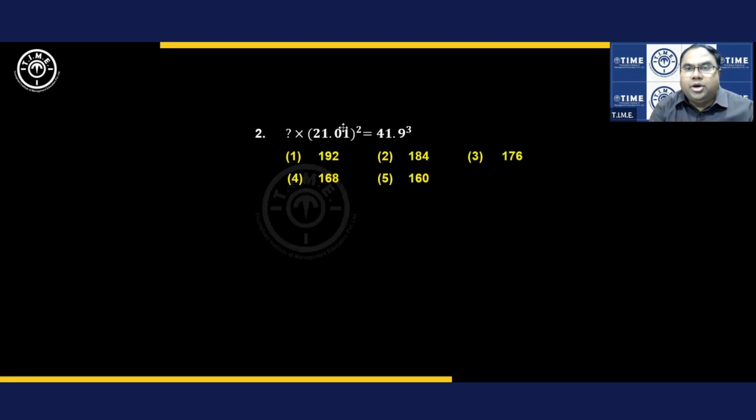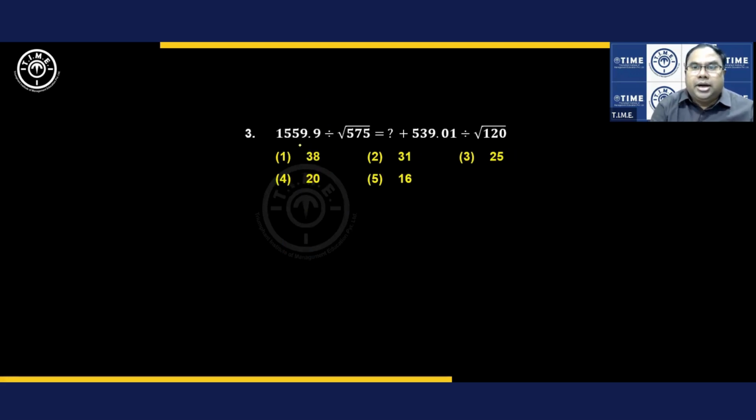Okay, question mark into 21 square, 21.01 square, so we can take it as 21 square, 21 into 21. 41.9 can be taken as 42 into 42 cube into 42. 21 2 times here, this 21 2 times here. 42 into 4, 168 should be your answer, present in choice 4. Right?